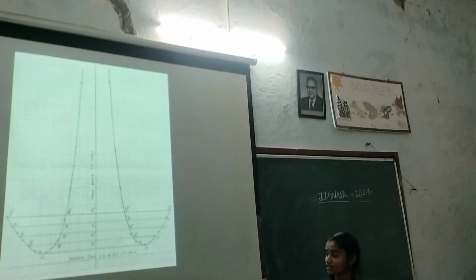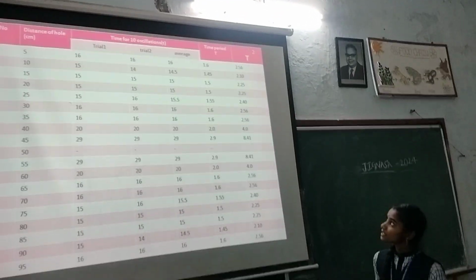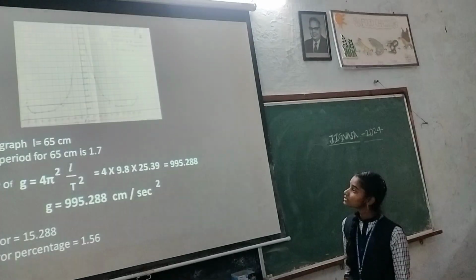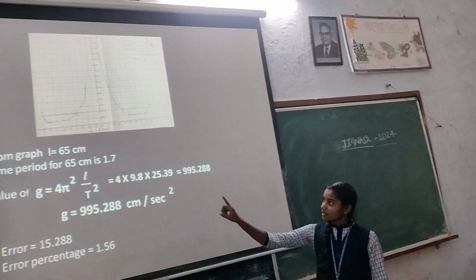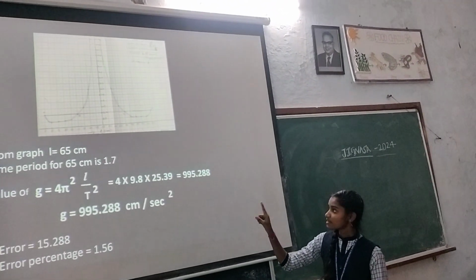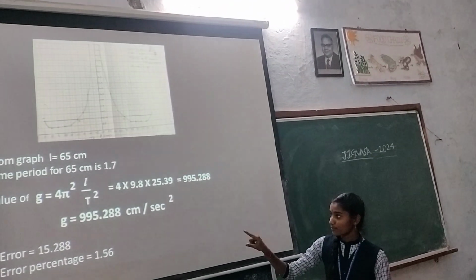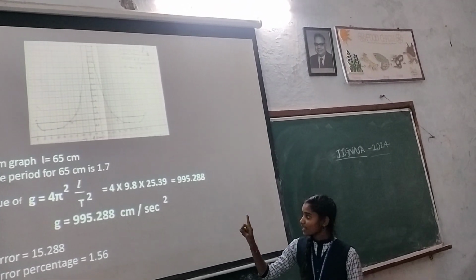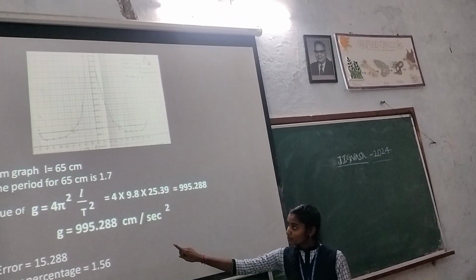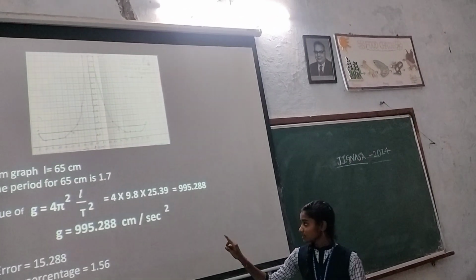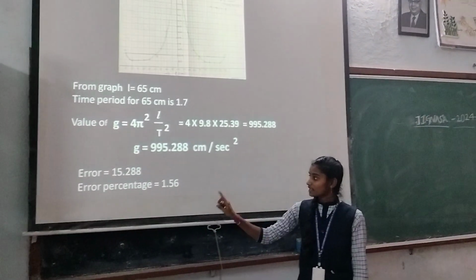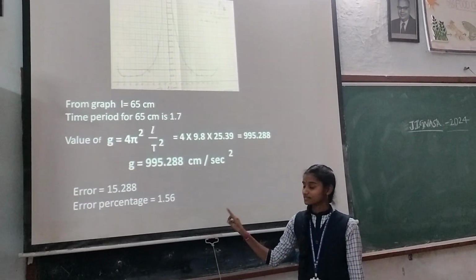This is the graph representation of compound pendulum. This is the table of observations which we did in our laboratory. And from the graph, L equals 65 centimeters. Time period for 65 centimeters is 1.7. The value of gravity g equals 4 pi square L by T square, which gives g equals 995.288 centimeters per second square. The error is 15.288. The error percentage is equal to 1.56.